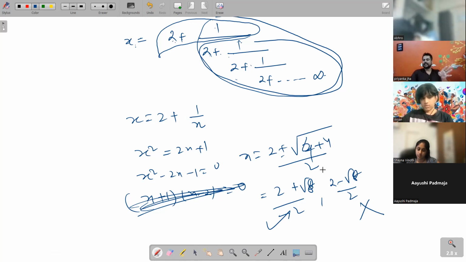Everyone understood how to solve such questions? You just have to identify the unit that repeats. You can just assume it's x, and any variable can be assigned, even y, t, p, a, b, c.